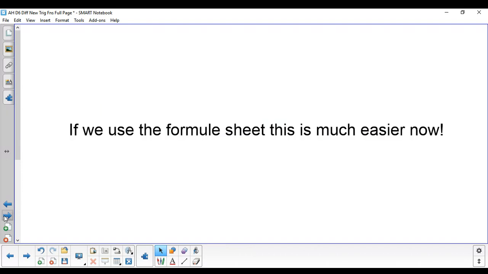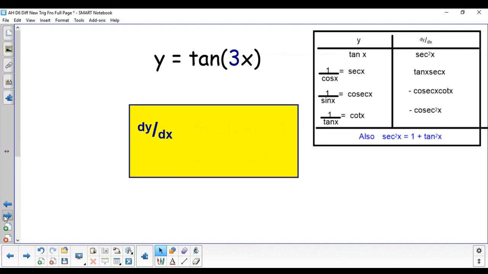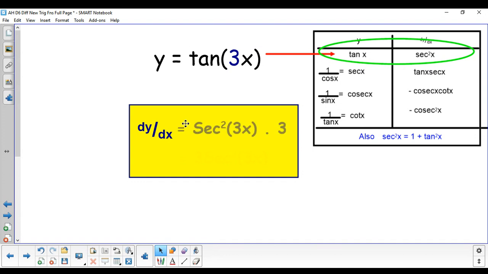If we use the formula sheet, it's much easier now, however. So if I go to y equals tan 3x, then we will look at tan. So you'll go to your formula sheet and you'll find tan, and you'll see that it goes to sec squared. So all you'll say is tan goes to sec squared, so I'll go sec squared 3x, but remember the chain rule and then just bring it to the front. How easier is that?